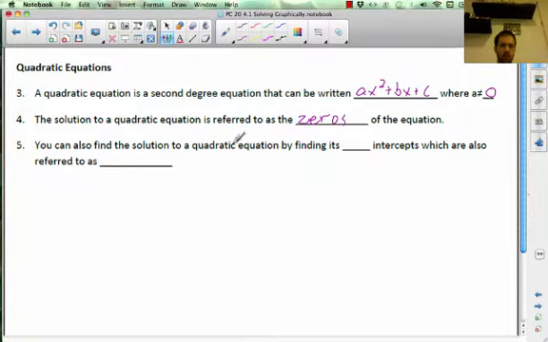You can also find the solution to a quadratic equation by finding its x-intercepts, which are also referred to as zeros. I guess maybe I have one of these wrong. Solution to a quadratic equation is referred to as... not sure what I intended to go in that blank.